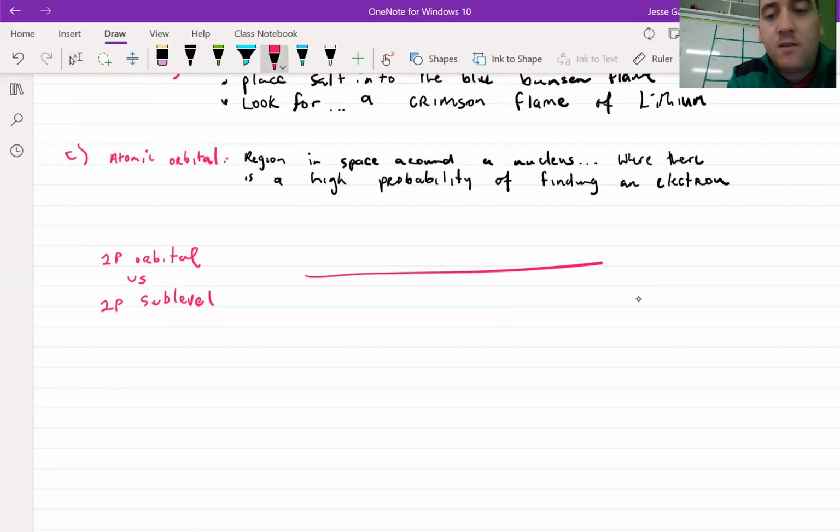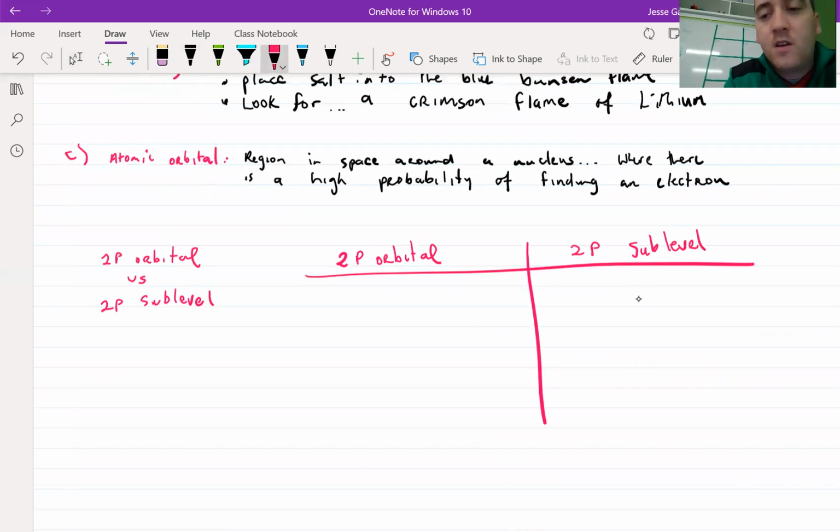Here comes my table. 2p orbital versus 2p sublevel. Set it up, draw that table. Now pause the video and describe the differences between them. You can use diagrams and explanations. You should only be playing the video if you have drawn a diagram to show the difference between them and used words to explain them.